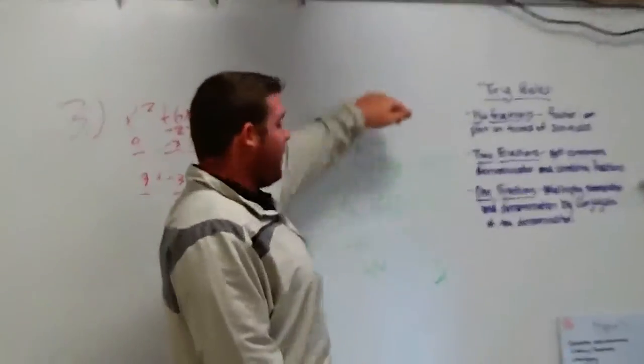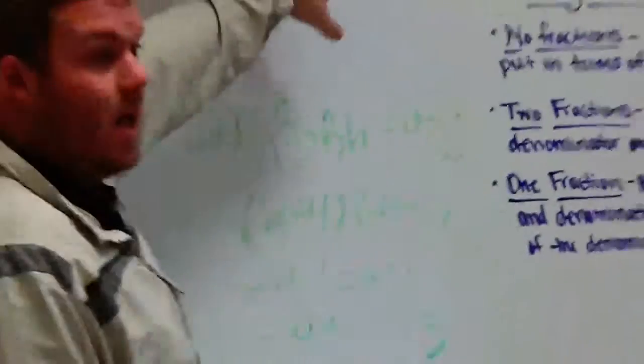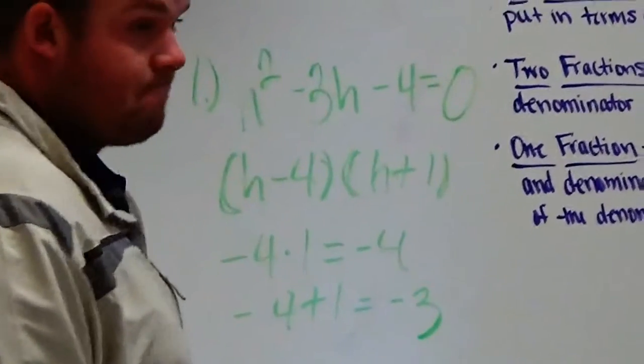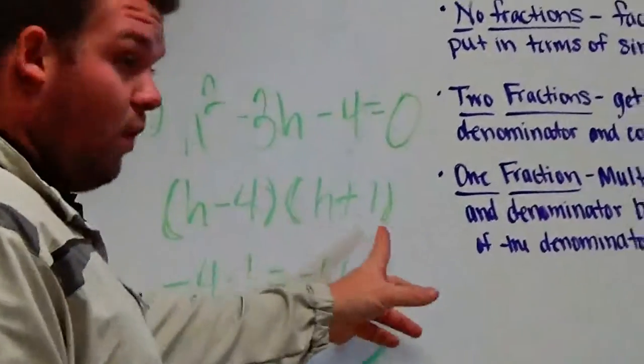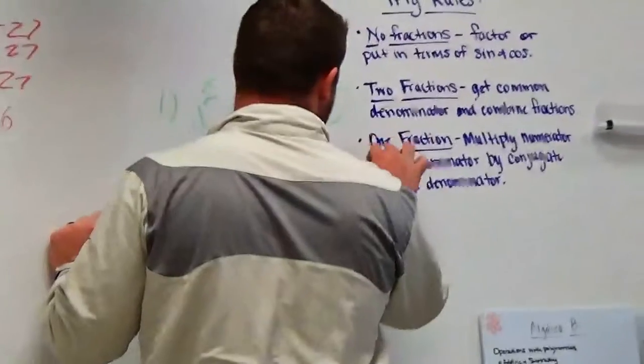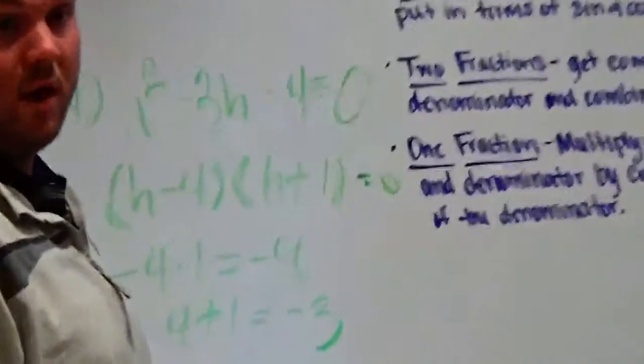Numbers that multiply to give me -4 and add to give me -3. What are they? -1 and 1. Alright, now, what we need to remember is this right here is still equal to 0. Right? Still equal to 0.